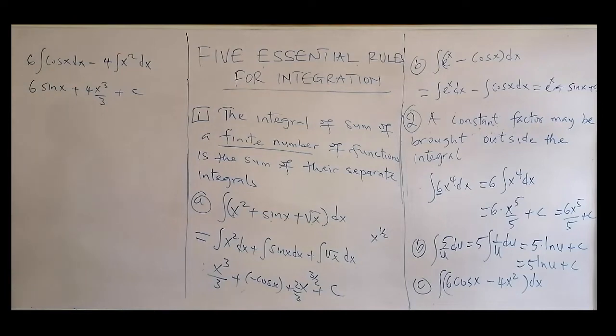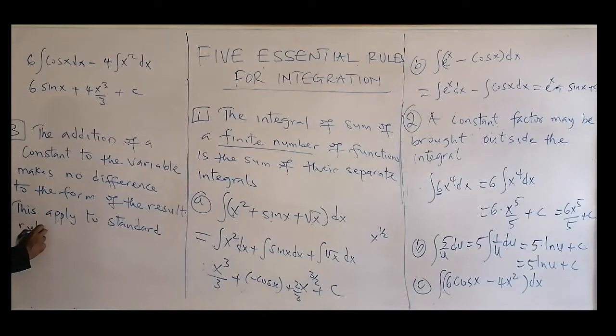So this will be equal to 6 sin x plus 4 times x cubed over 3 plus c. Okay, then the third rule says that, look at this integral of cos(x plus 3) dx. What this rule is saying is that the addition of a constant to the variable, x here, and you're adding the constant plus 3 there, makes no difference to the answer.